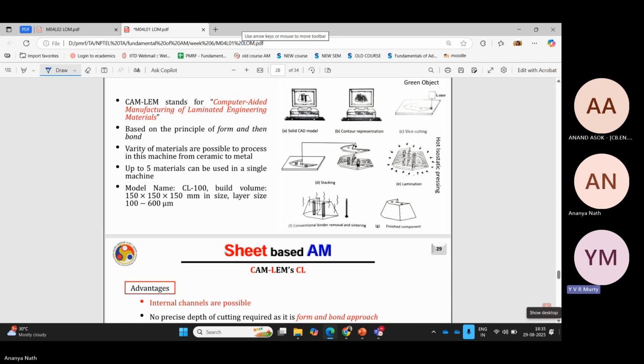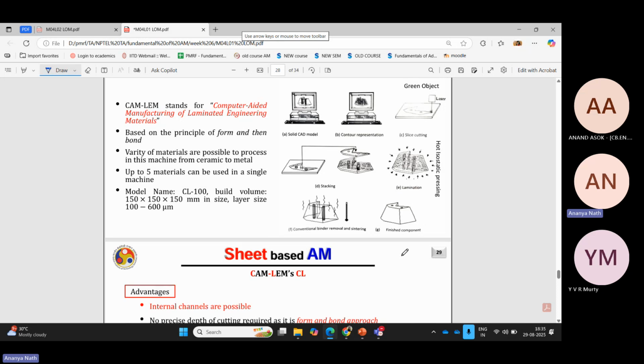Yeah, but what I am asking is whether the sintering process will be carried out in that machine itself or it will be carried out separately in a different furnace. That is my doubt. So it can be two types. Both the things can be possible.